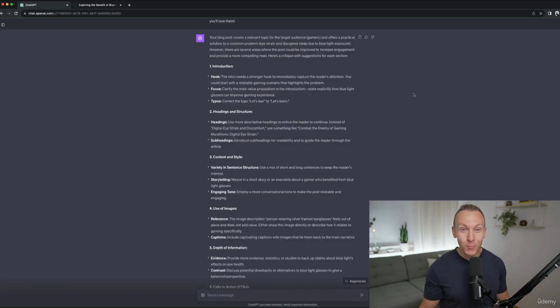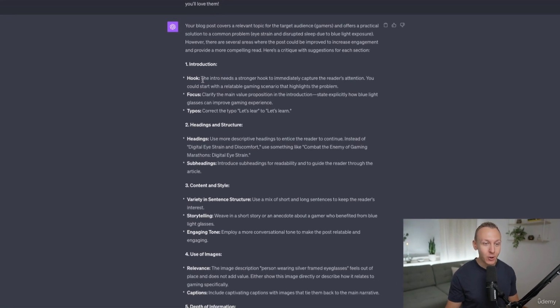And the results are in, and we're getting some very specific and direct feedback. For example, in the introduction hook, the intro needs to have a stronger hook to immediately capture the reader's attention. You could start with a relatable gaming scenario that highlights the problem. Amazing suggestion. Clarify the main value proposition in the introduction. State explicitly how blue light glasses can improve the gaming experience. I didn't do that clearly enough. And then there's even typos that it's finding. Correct the typo, let's learn to let's learn.